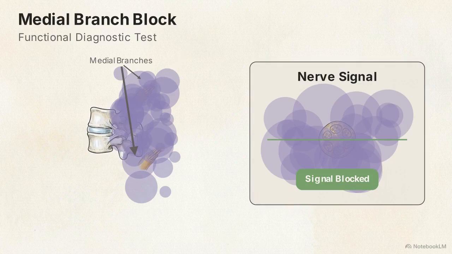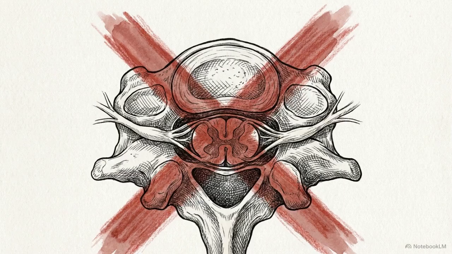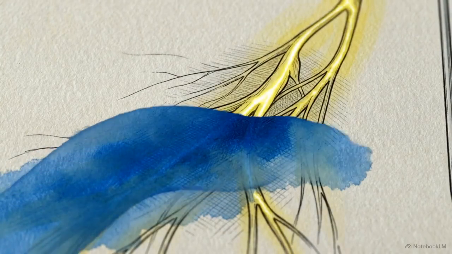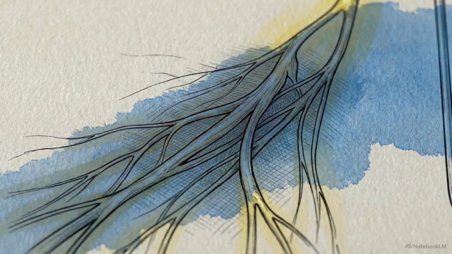specific facet joint. Diagnosing cervical facet pain requires abandoning the search for a photographic snapshot of tissue damage. It is an engineering problem. You have to functionally disable the localized neurological pain signal to prove exactly where it is coming from.